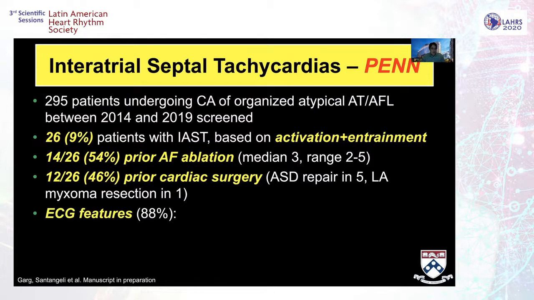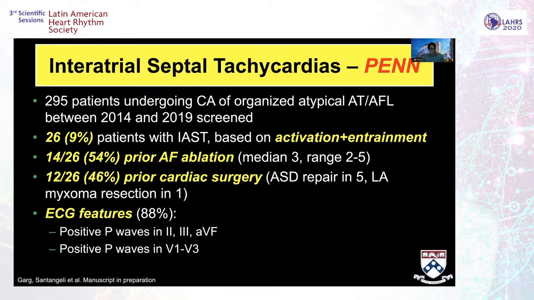And the ECG features: in 88% had positive P waves in leads 2, 3 and aVF, so inferiorly directed, positive P waves in V1 to V3, and typically they transition between V4 and V6 with isoelectric to negative P waves in V4 to V6 and lead 1 and aVL.